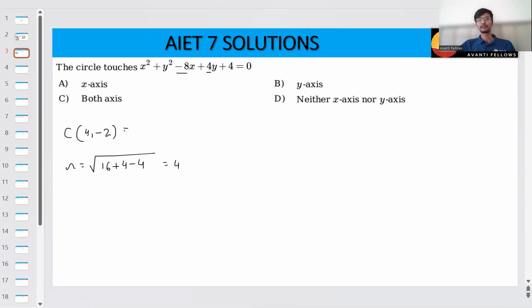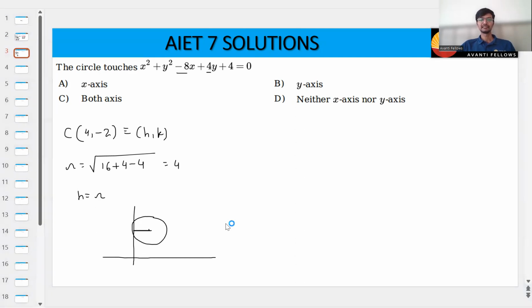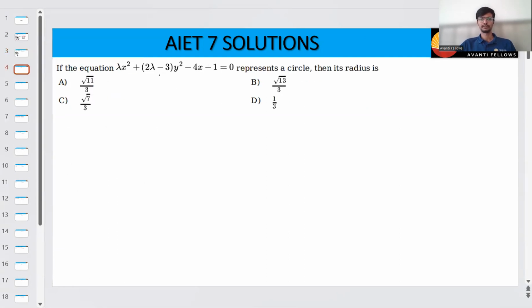So you can see here, center is h comma k. So you can see h is equal to r. That means the circle is touching y-axis. Right? This is the radius and this is the h itself. What does that mean? That means the circle is touching y-axis. So it is option B. Very simple question. Let's see the next.